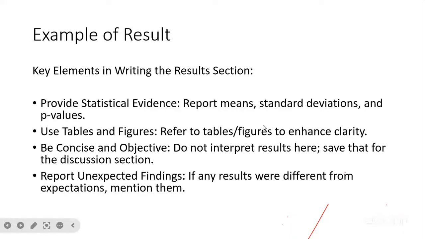So, key elements in writing the results section: provide statistical evidence. Okay. Report means, standard deviations, and p-values. Use tables and figures to have clarity. There are some people that write research, they put a table there, but they will not discuss it. They will not refer to it. They put a figure there and will not refer to it, just like a photo album. Whatever you put inside your study, you have to report it.